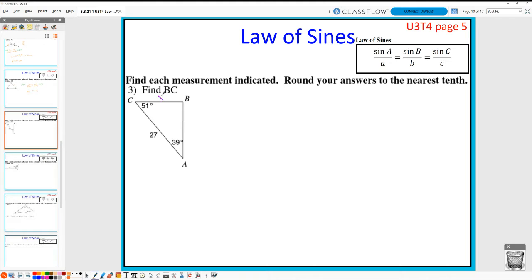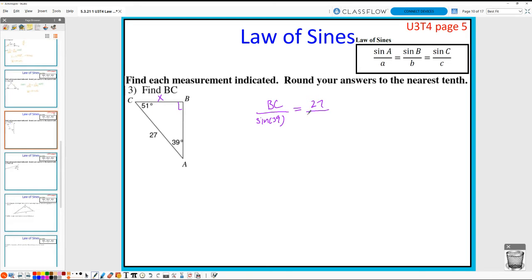BC, this is the side that I want, so I can write X, or if you just want to write BC here, right? I label where I am just to help myself know what I'm looking for. But BC over the sine of 39. Again, I don't know what this value is, but if I add these, this is actually 90. So this is actually a 90-degree angle.